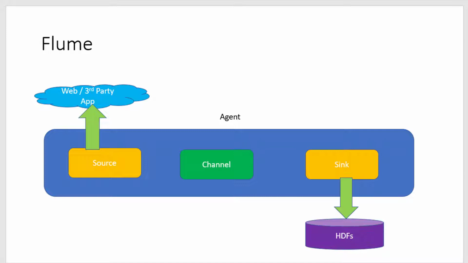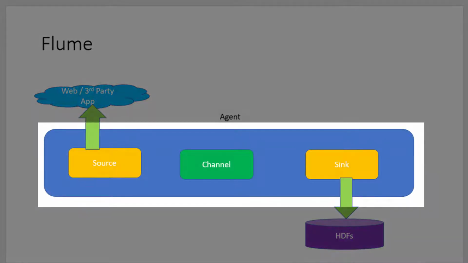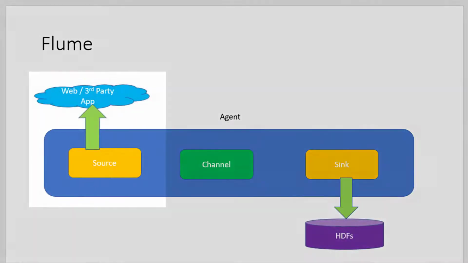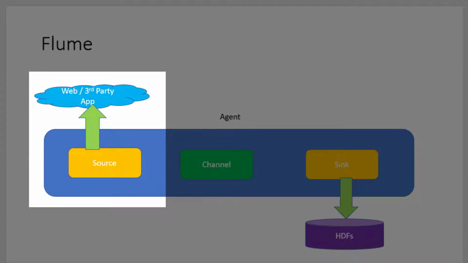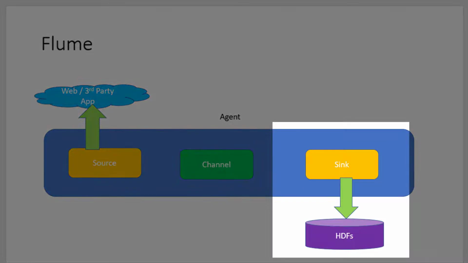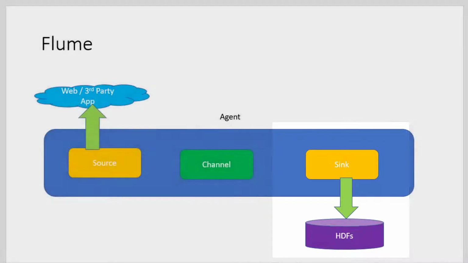Let us have a quick understanding on the architecture of Flume. Flume has three major components: source, channel, and sink. All these three components are put together and logically they are called as an agent. Source will have the configuration detail on from where it has to harvest the data. And sink, it will have the configuration details on where it has to write the data.